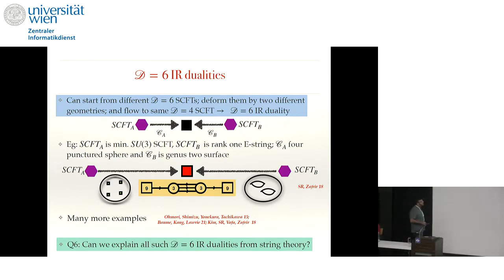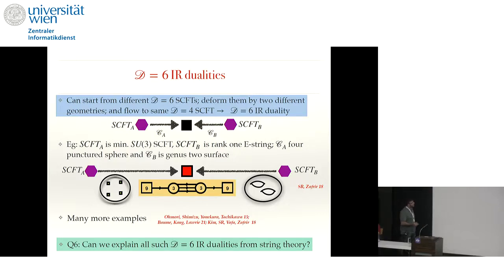Now, another notion I want to discuss is the notion of 6D infrared duality. I mentioned that there are no interesting renormalization group flows directly in 6 dimensions. However, we can do the following thing. We can start from 2 different SCFTs, say in 6 dimensions, and place them on different geometries, and obtain a theory in a lower number of dimensions. And here on this slide, I go to 4 dimensions. If this exists, this is exactly the situation of IR duality. You start from 2 different theories, and you have an equivalent theory in the infrared.